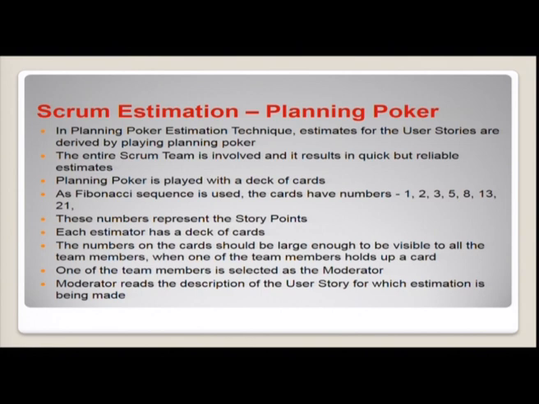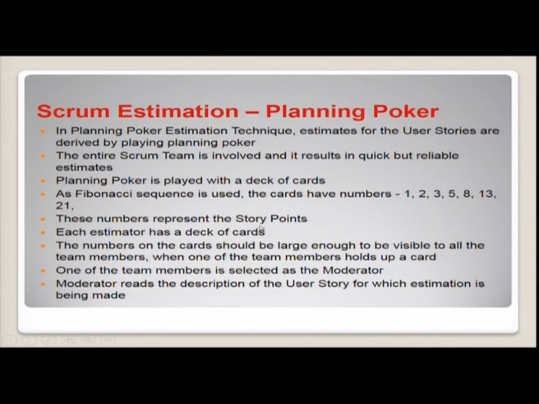Planning poker is played with a deck of cards. As the Fibonacci sequence is used, the cards will have numbers such as, I suppose you might know the Fibonacci numbers, 1, 1, 2, 3, 5, 8, 13, 21 and so on. So 1 plus 1 is 2, 1 plus 2 is 3, 2 plus 3 is 5, 3 plus 5 is 8, 5 plus 8 is 13, 8 plus 13 is 21. This is for people who do not know what the Fibonacci series is.